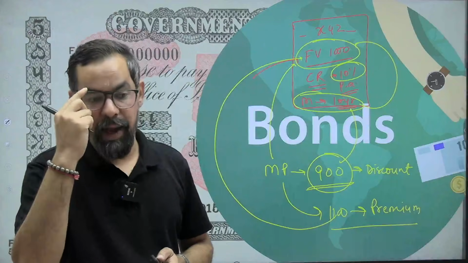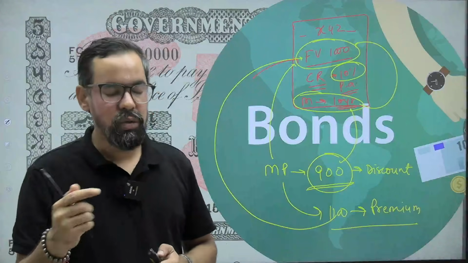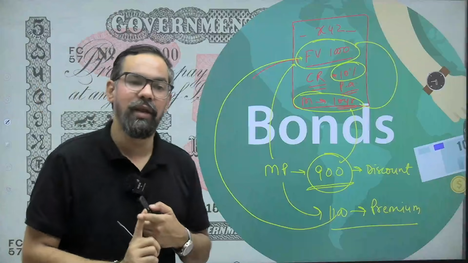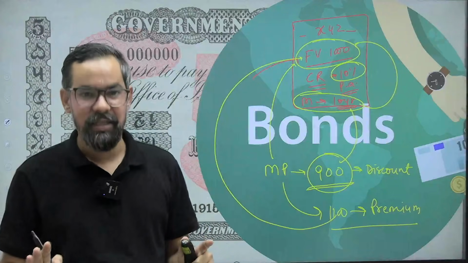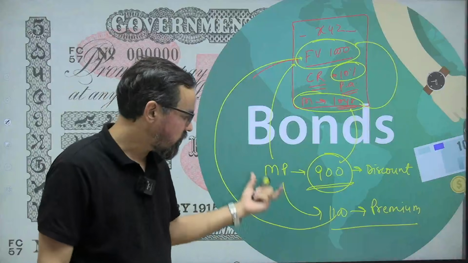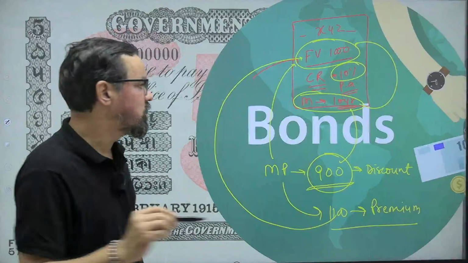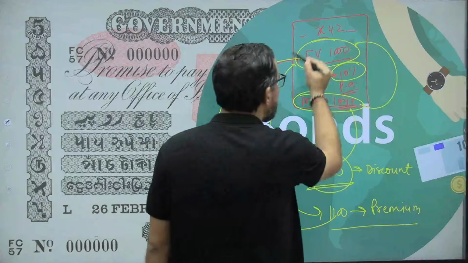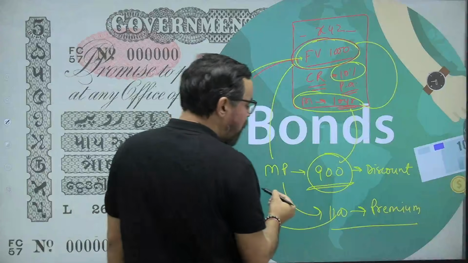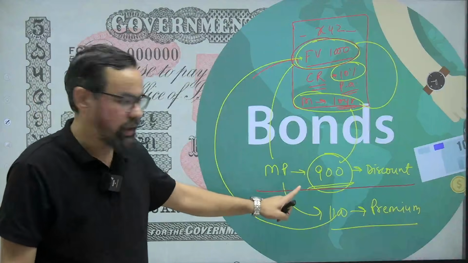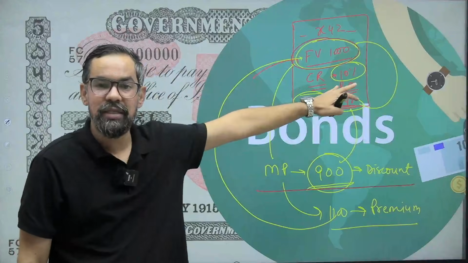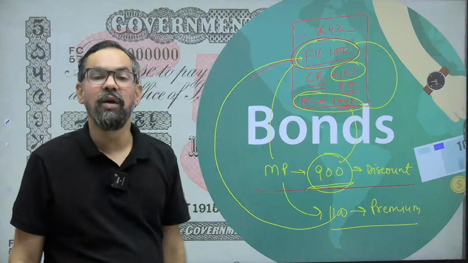And the current yield. One aspect is current yield. They ask this question every time in your examination. This is how they'll ask you the question: there is a bond whose face value is 1000 and the bond is currently trading at 900 in the market, and the coupon rate is 10%. So calculate the current yield.